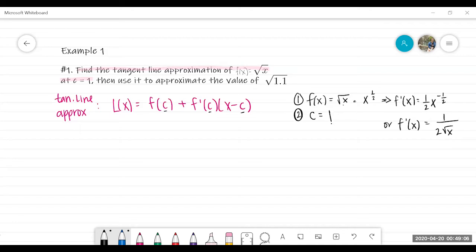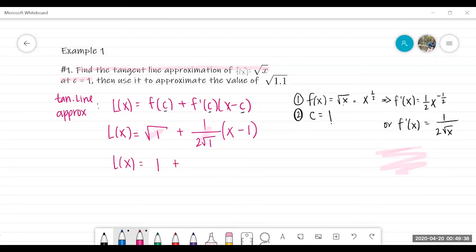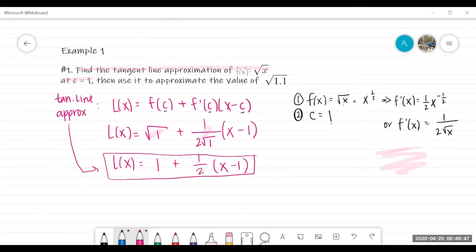Okay, we're going to use these two pieces. So again, we're back to L of x is equal to, so this is the function at 1, this is the square root of 1, plus the derivative 1 over 2 at 1, square root 1, times x minus 1. Now you can also do these two pieces off to the side, totally up to however you want to set it up. But this gives us L of x is 1 plus 1/2 x minus 1. And so this equation on its own represents that tangent line approximation.